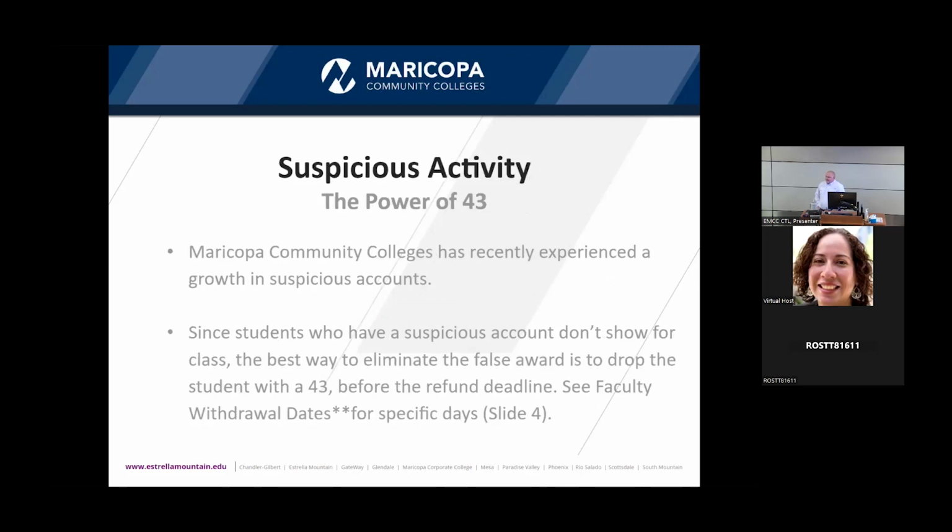The power of 43. One of the things that occurred this last fall is a number of suspicious accounts that have arisen. So people are creating accounts, registering for classes, trying to get financial aid awarded. Those suspicious accounts don't show up to class. So the best way to eliminate the false award is to drop the student with the 43 before the refund deadline. And then that way they're not awarded the financial aid that they're trying to acquire.